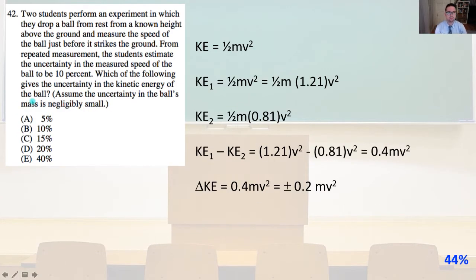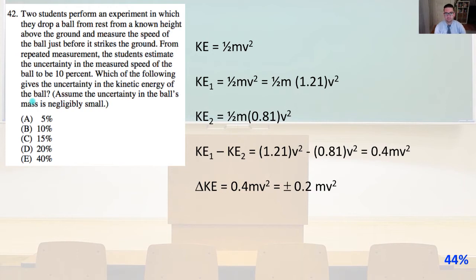Number 42. Two students perform an experiment in which they drop a ball from rest from a known height above the ground and measure the speed of the ball just before it strikes the ground. From repeated measurement, the students estimate the uncertainty in the measured speed of the ball to be 10%. Which of the following gives the uncertainty in the kinetic energy of the ball? Assume the uncertainty in the ball's mass is negligibly small.